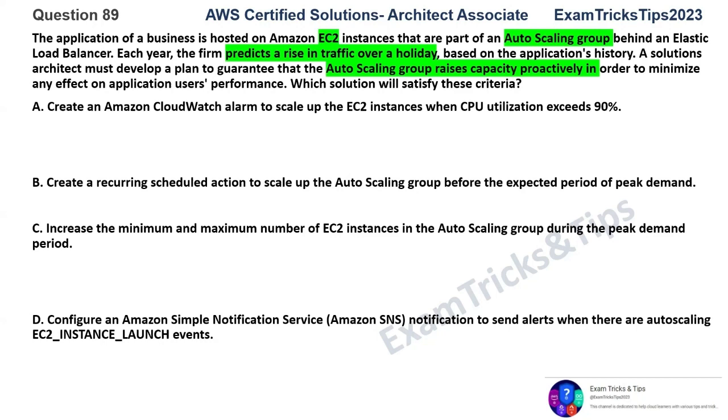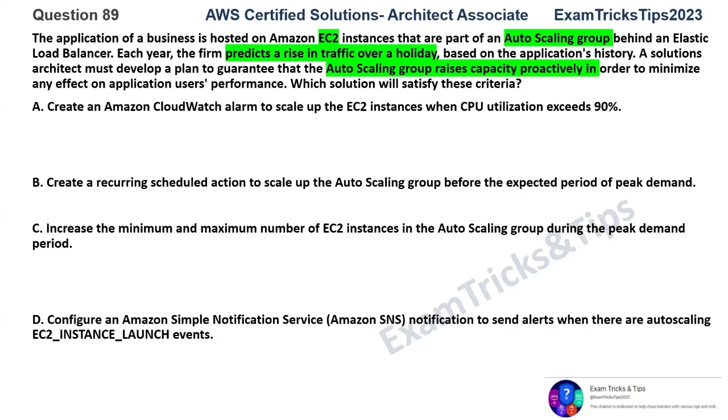I think option D is also wrong. It says configure an SNS notification to send alerts when there are auto scaling EC2 instance launch events. Now, configuring SNS is okay for monitoring, but it does not address the requirement. The requirement is we need to add a number of EC2 instances, and we need some solution where whenever there is high traffic in a period, we want to kick in auto scaling to increase the number of instances. And obviously, when the traffic goes down, we want to reduce the number of instances. And it's a wrong option.